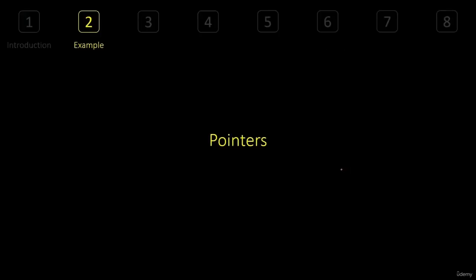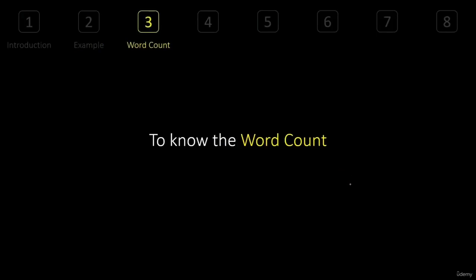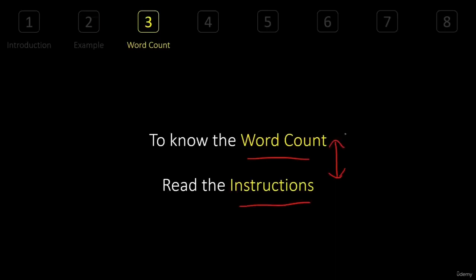Now, pointers are the hints. And the first one is word count. Now, what is this word count? It's important when it is blank type question where we have a blank. You have to know how many words you have to provide as answer. So to know the word count, read the instructions. They are all connected. Every time it's the same thing.